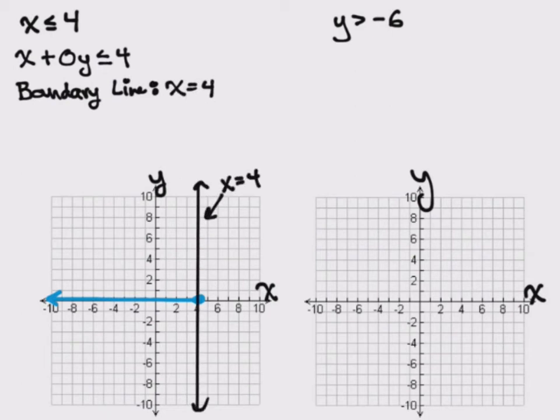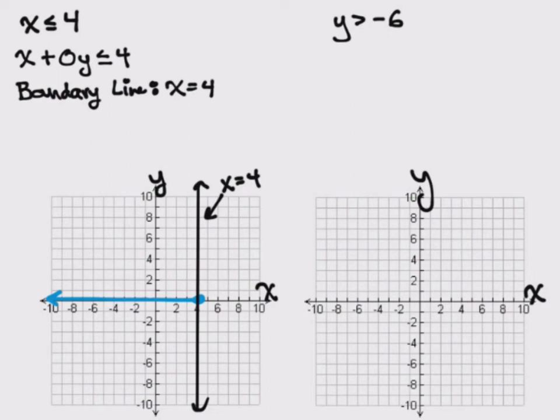And of course, that's going to be a solid boundary line because this is a less than or equal to inequality. Now, there are two ways to go from here. The first is, since x is less than or equal to 4, we know we're going to shade to the left of the boundary line. If it were x is greater than or equal to 4, we'd shade to the right.